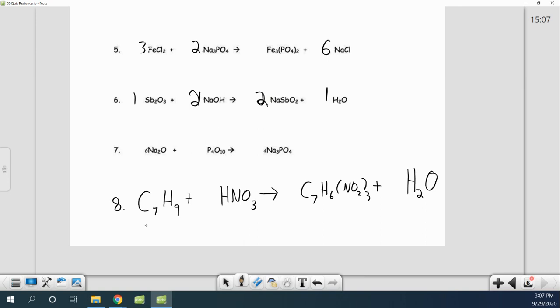My C's are already balanced, so that's nice. So I'm not going to bother with those. Let's look at the N's. I have 3 N's. Now, this isn't nitrates. This is an NO2, so I can't treat it the same as I treat this. I can't treat it as a polyatomic. I'm going to have to separate it. So I have 3 sets of nitrogen right now, which means I need 3 sets of nitrogen.